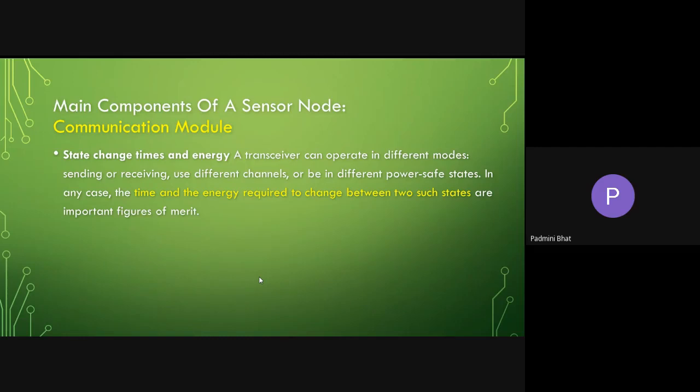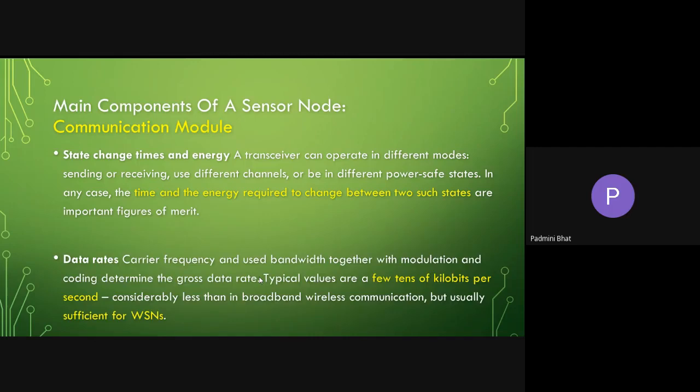State change, time and energy. A transceiver can operate in different modes: sending or receiving, using different channels, or being in different power save states. In any case, the time and the energy required to change between two such states are important figures of merit. This is what we discussed.